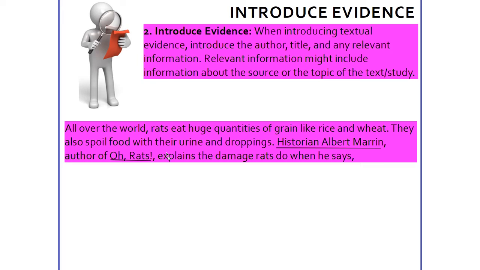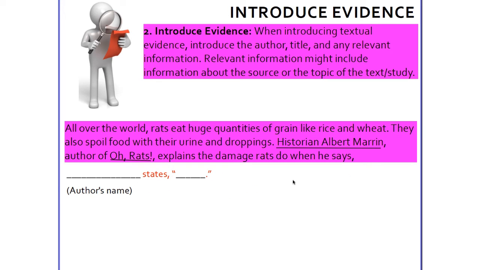So I'm using some information that I might have learned from the article to introduce my evidence in a way that will help you make sense of what the evidence is. They also spoil food with their urine and droppings. And then here's my introduce evidence part, where I'm really going to introduce the actual evidence and embed it into my sentence. So historian Albert Marin, author of Oh Rats, explains the damage rats do when he says, and that goes right into my evidence, right? So here are 3 different ways that you can embed your evidence.